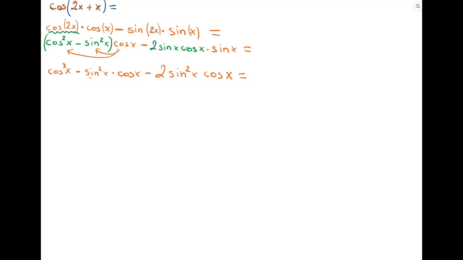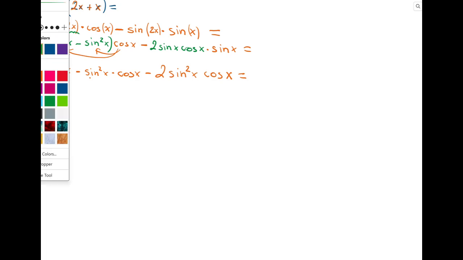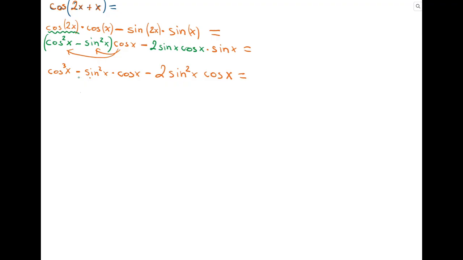Now we keep looking. So look at what you have now and see if there is anything. And ooh, sure enough, can you see it? Can you spot it? We have a negative sine squared cosine x and a negative 2 sine squared cosine x. Those can be combined, they're like terms. So we're going to end up with minus 3 sine squared x cosine x.